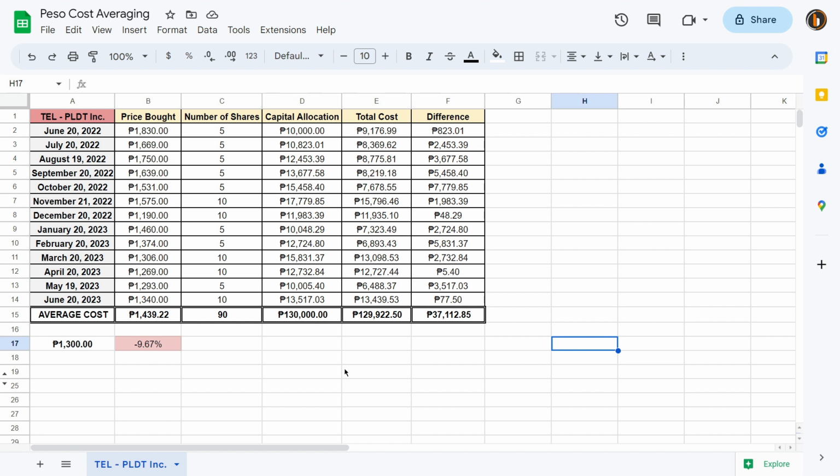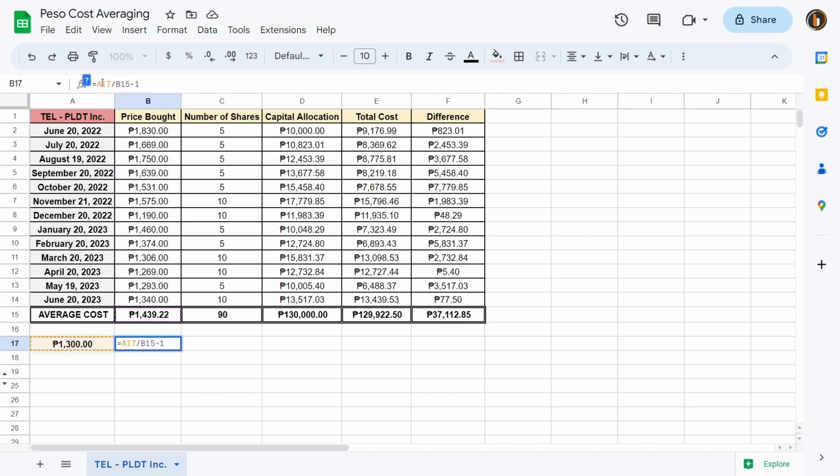And, yeah, yung naging average cost natin for 13 months is at 1,439. Sa current market price na 1,300, down pa rin yung portfolio nitong PLDT stocks na to by around 9.67%. But imagine if you just bought once, no? So lump sum yung ginawa mong investment ng June 20. So ang laking talo mo kung hindi ka nagpe-pesos average, lalo na kapag bumabagsak yung prices ng stocks.